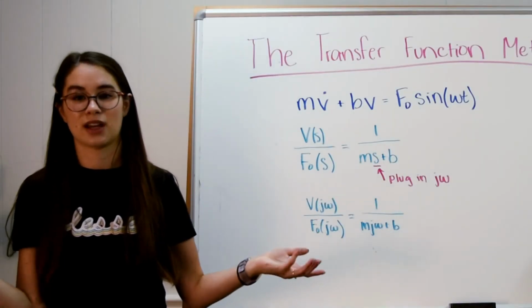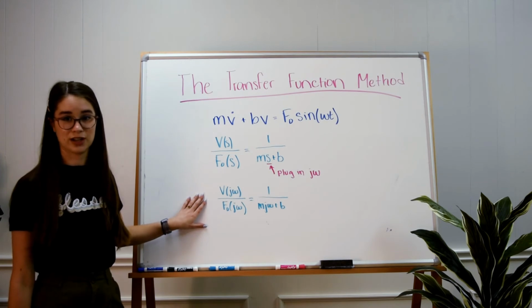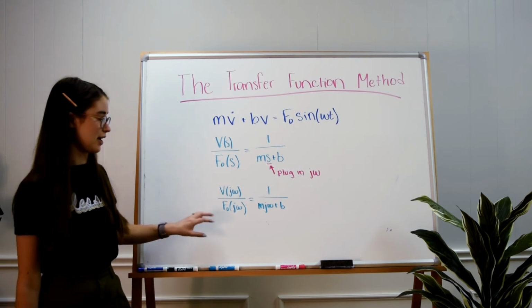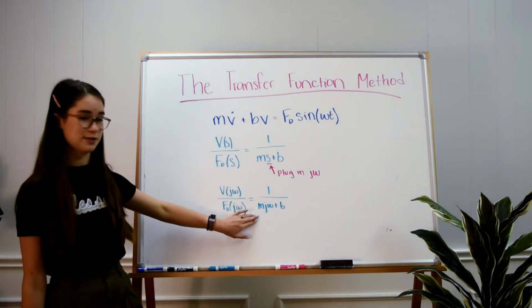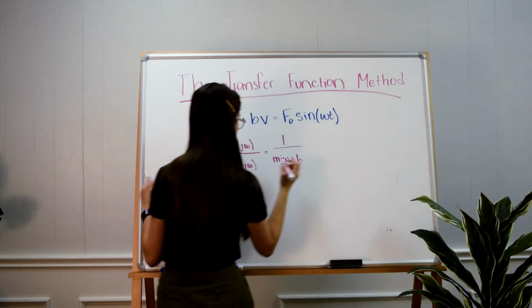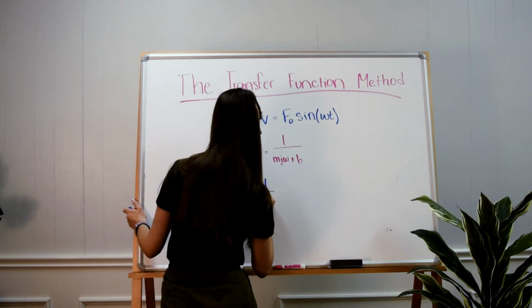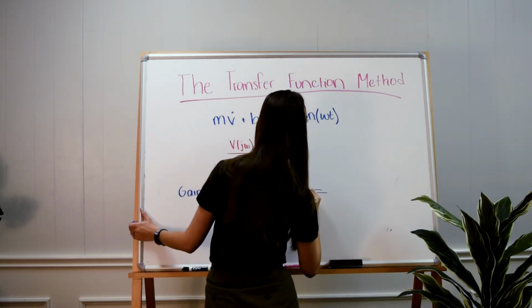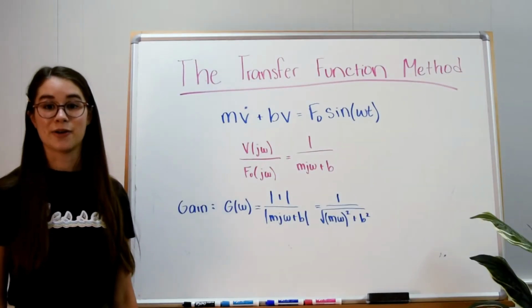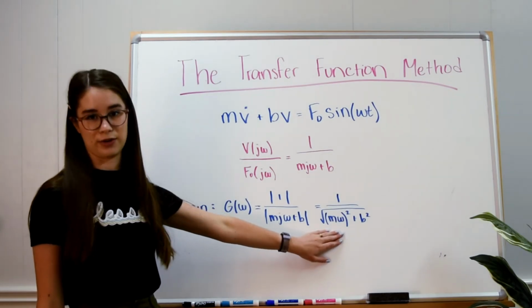I mean, kind of. To find the gain, we just take the magnitude of this transfer function, and to find the phase shift, we just take the angle of the numerator and subtract the angle of the denominator. Now, as we saw with Euler's method, the j here cancels out because it's just a component indicator.